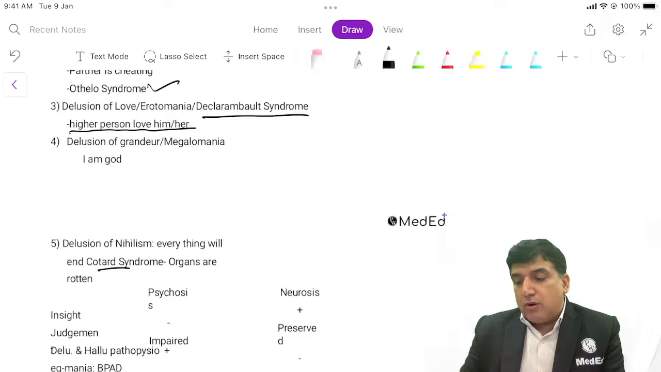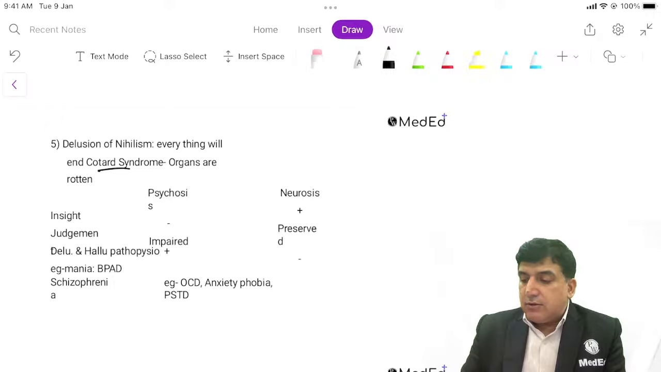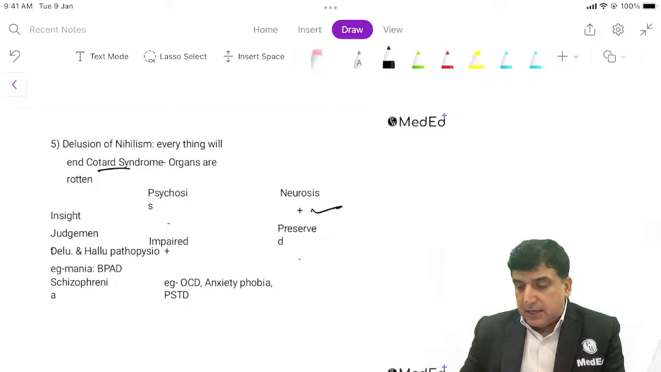What is the difference between psychosis and neurosis? In psychosis, insight is absent; in neurosis, insight is present. Delusions and hallucinations are present in psychosis and absent in neurosis, where reality testing is preserved. Examples of psychosis are mania, bipolar affective disorder, and schizophrenia. Examples of neurosis: OCD, anxiety, phobia, PTSD come under neurosis.